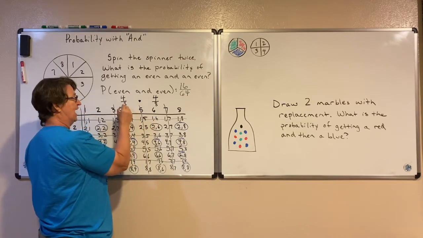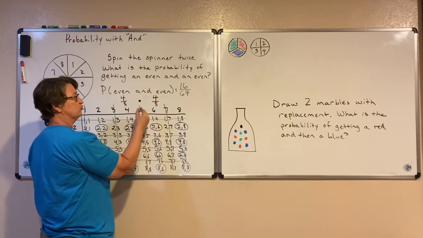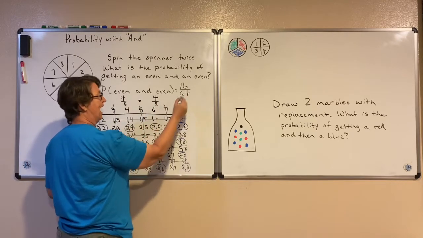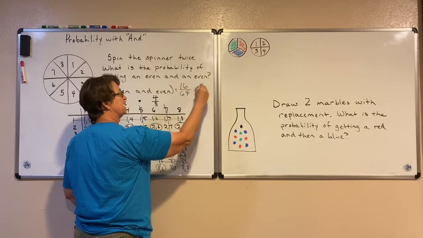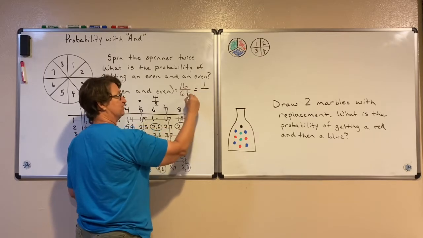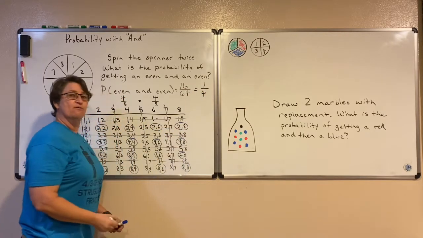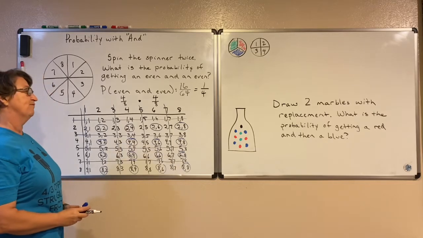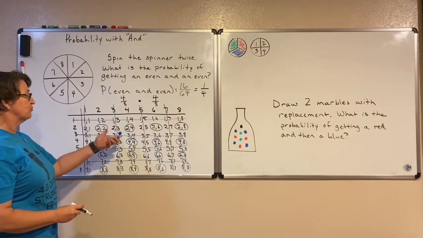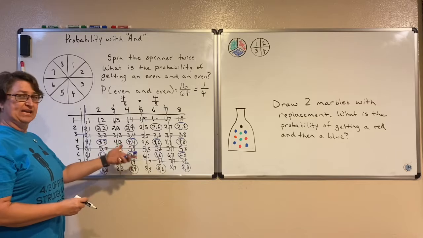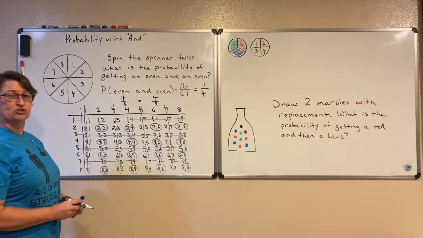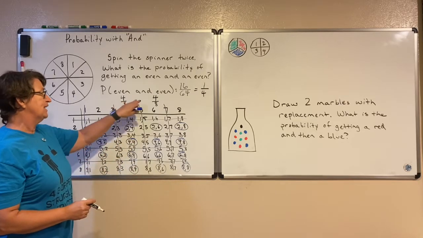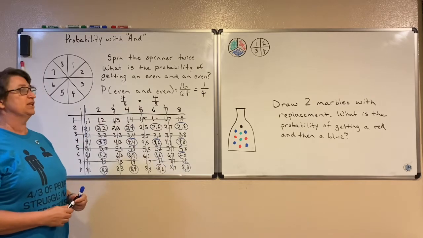I could have said 4 eighths, and 4 eighths is 1/2 times 1/2, which is 16 goes into 16 one time, 16 goes into 64 4 times. 1/2 times 1/2 is 1/4. So that's the probability I get an even and an even. I used that symmetric sample space, but really all I did was multiply those probabilities.